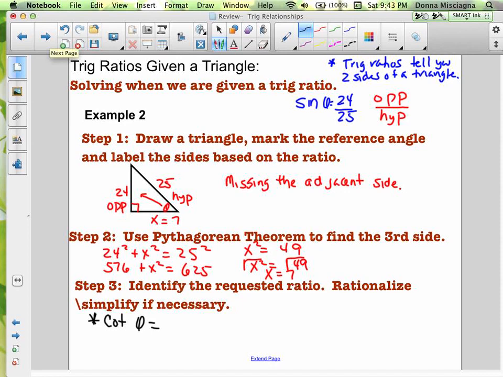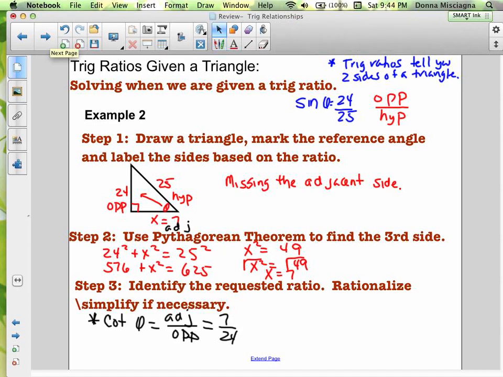So cotangent, remember, uses the adjacent over the opposite. The adjacent side is what we just found, so the adjacent side is 7. And the opposite side we got from our sine ratio, that was 24. So our answer is just 7 divided by 24. And we are done. There's nothing to reduce, and there's nothing to rationalize.